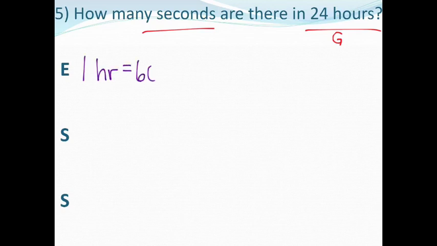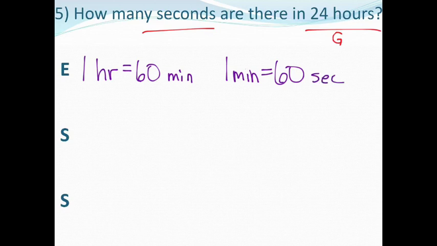1 hour is 60 minutes. Hopefully that is pretty automatic to most of us. And you do need to remember that in general. So that would be helpful if we wanted to know how many minutes there are in 24 hours, but that's not what we want. We want seconds, but at least minutes are a little closer to seconds than hours were. Do we know anything about minutes and seconds? Well, sure. 1 minute, just like 1 hour is 60 minutes, 1 minute is 60 seconds.